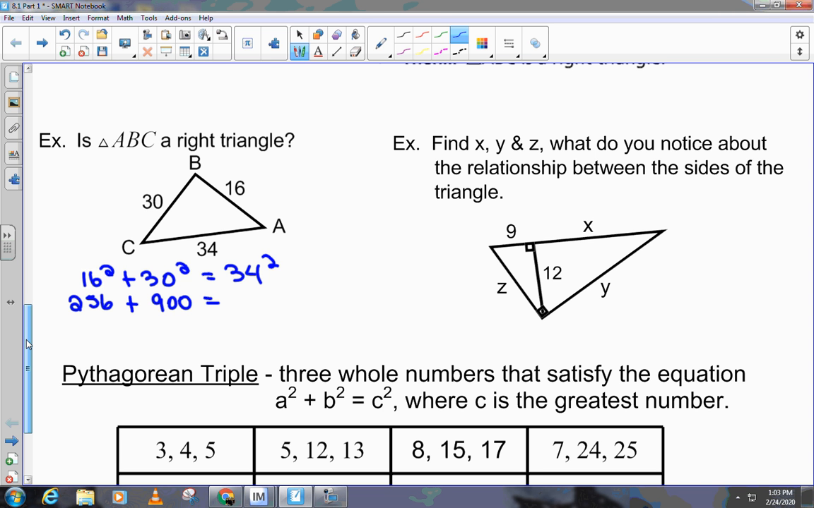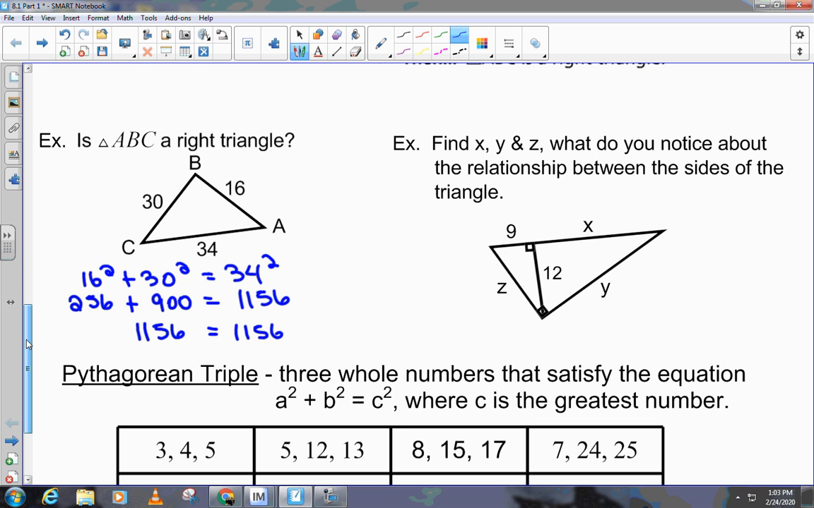I don't know that one. 1156. You alright? Okay. So then if I add 256 plus 900, I get 1156, and that's equal to 1156. So this makes a true statement, yes? Okay, so we know that this is a right triangle.